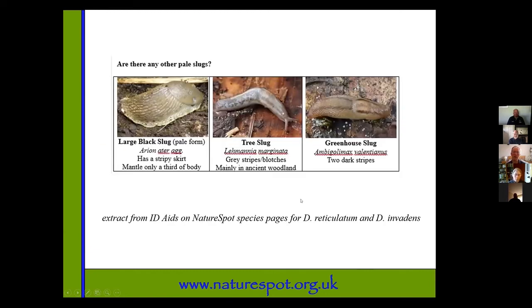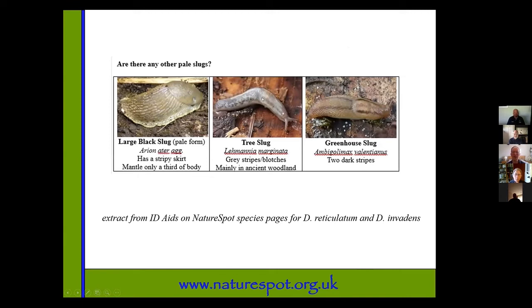So I just thought, well, are there any other kind of whitish slugs that you could confuse it with? There are a few other pale ones. The Arion agg. that we looked at earlier, I said, comes in palish forms. There is a whitish version of that, but this has the stripy skirt that we mentioned.